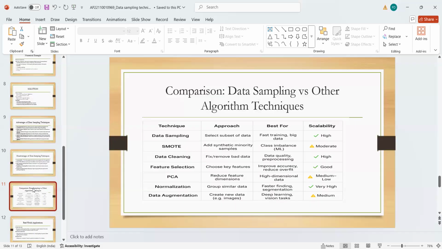Clustering: group similar data, best for faster finding and segmentation. Scalability is very high. Data augmentation: create new data, best for deep learning and vision tasks. Scalability is medium.